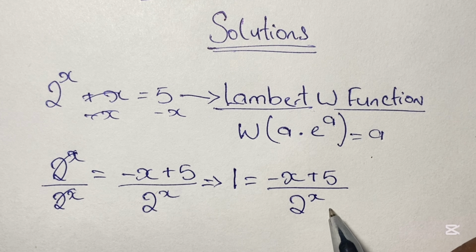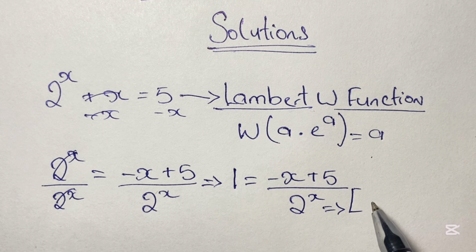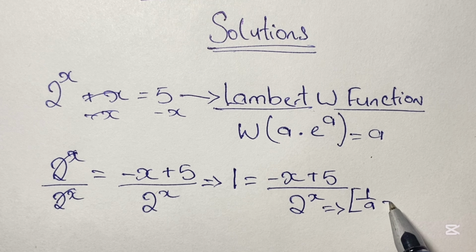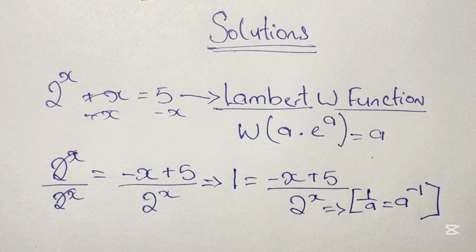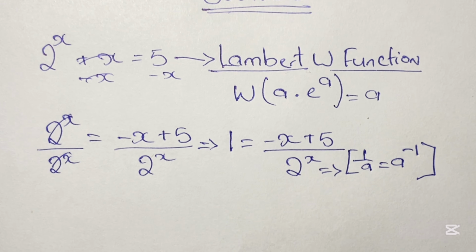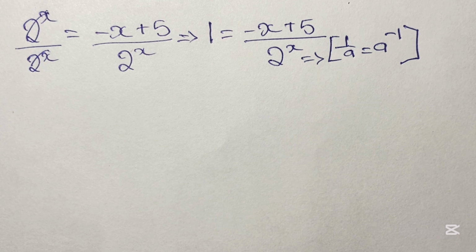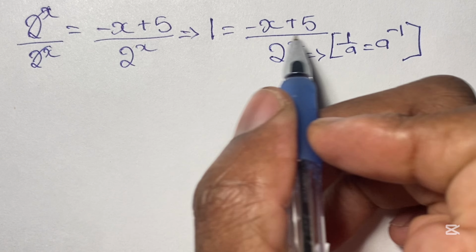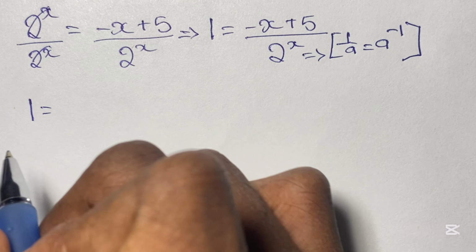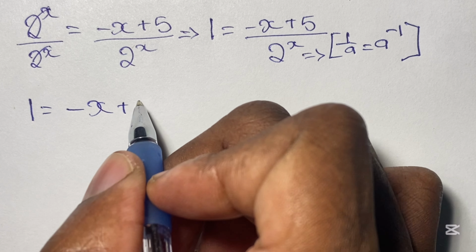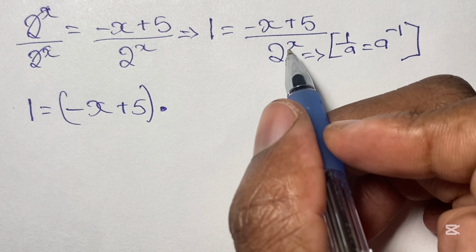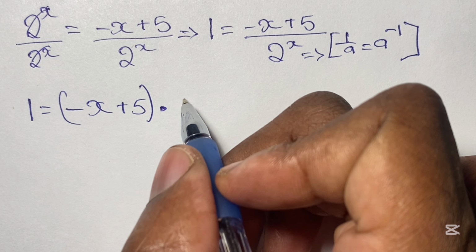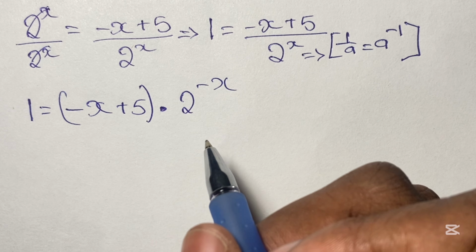Now this 1 over 2 to the power of x, applying our laws of indices, where we have 1 over a is the same as saying a to the power of negative 1, we can write in this form. So we take 1 over 2 to the power of x and write it in this form. So here we have 1 is equal to negative x plus 5, we also can put this in brackets, and then we say times 2 to the power of negative x.